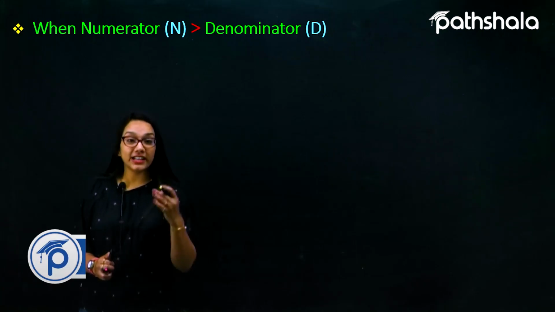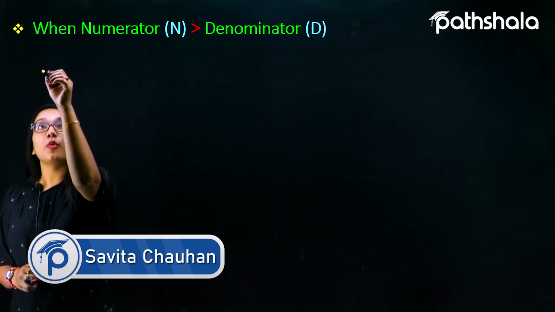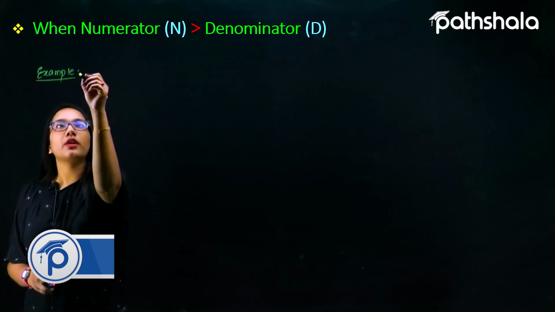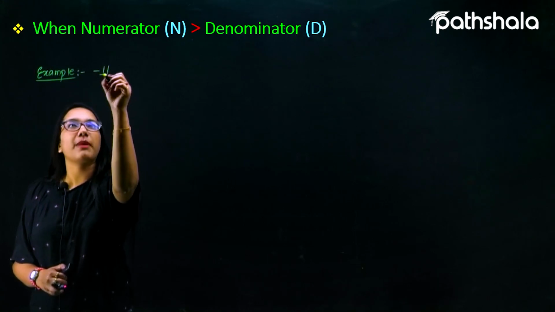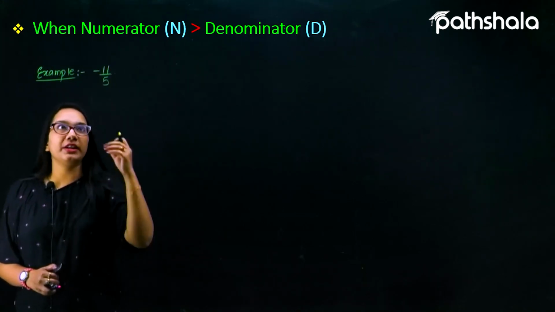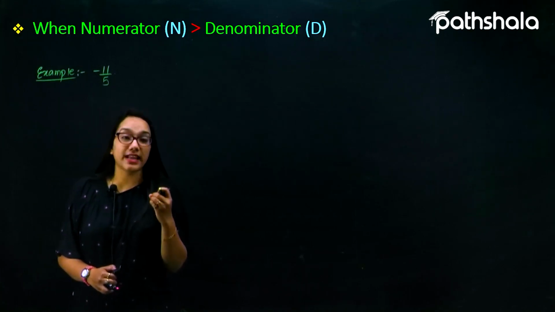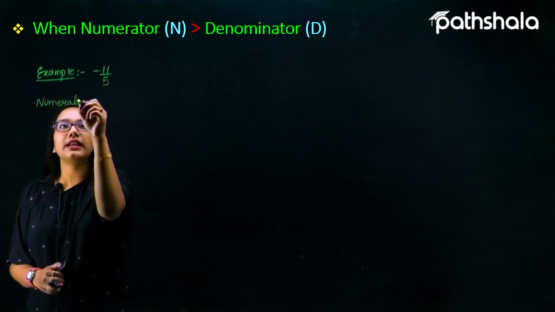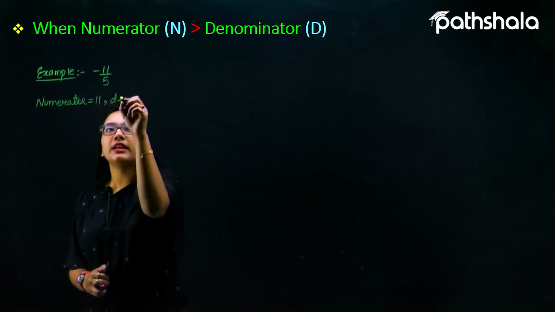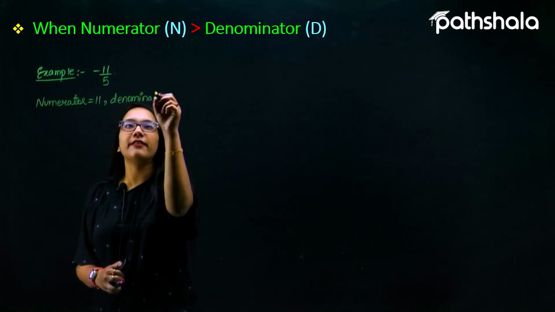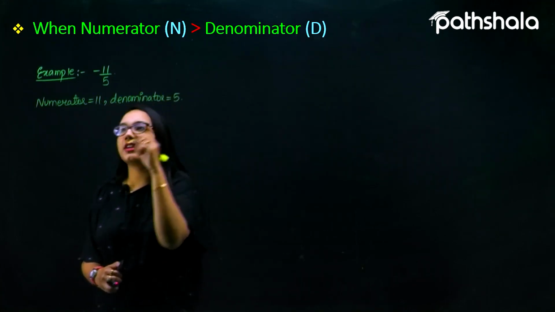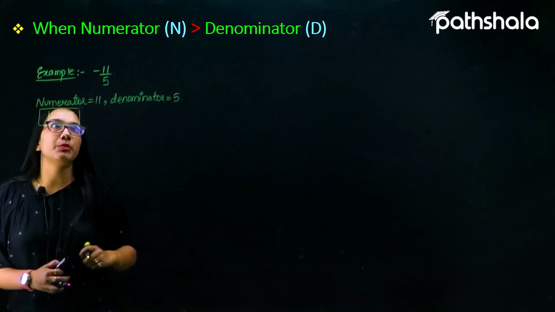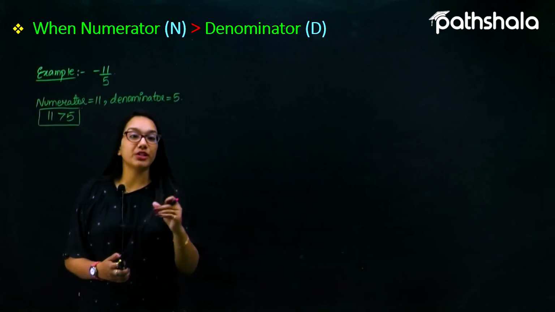So let's just see another example when the numerator is greater than the denominator, but now the rational number is negative. So let us suppose we are talking about a rational number of the type minus 11 by 5. So like we did before, you have to neglect the negative sign first. As we know, the numerator over here is 11 and the denominator is 5. So obviously the numerator is greater than the denominator. So we have to convert this particular rational number into the mixed fraction first.